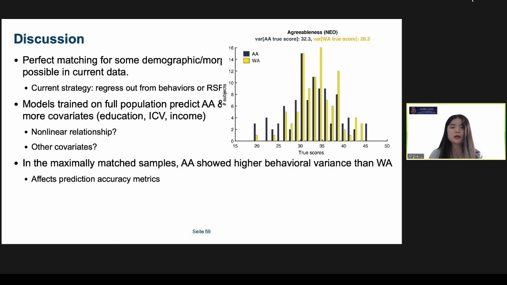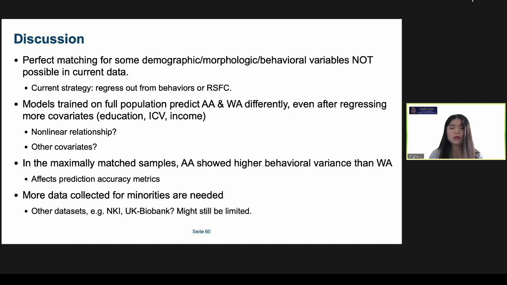We also observed that African Americans tended to have higher behavioral variance in our current samples. Like what is shown in this histogram, African Americans' behavioral scores spread more to the tails, and the group difference in behavioral variance can affect the prediction accuracy metrics. To better study the performance of behavior prediction models in different subpopulations, we need better matching between the subpopulations. Hence, more data for the minorities need to be collected.